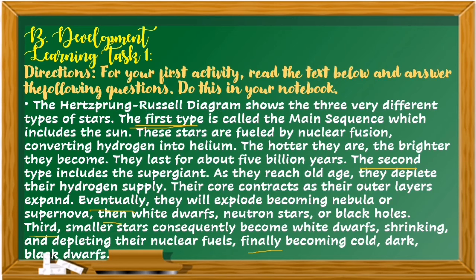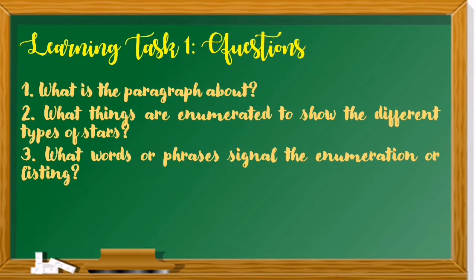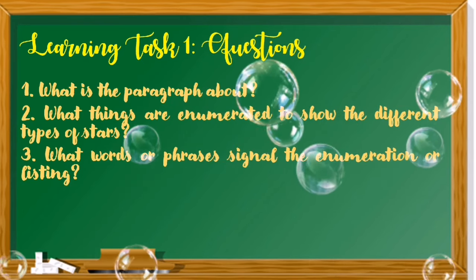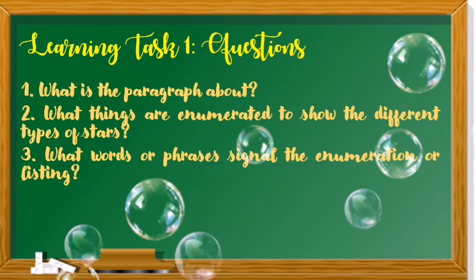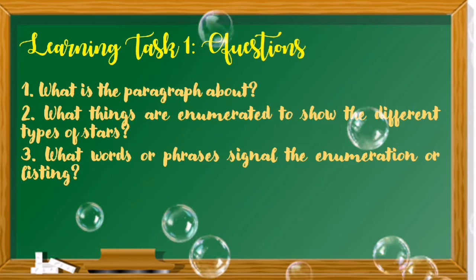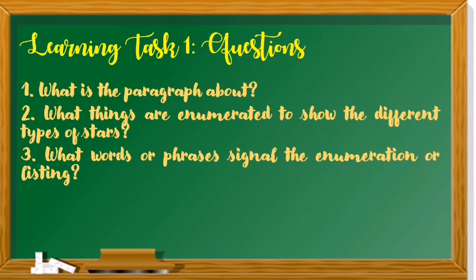Okay, hope you get it. So here are the questions for learning task number 1. What is the paragraph all about? Number 2, what things are enumerated to show the different types of stars? Number 3, what words or phrases signal the enumeration or listing? So I underlined the signal words a while ago while discussing this.